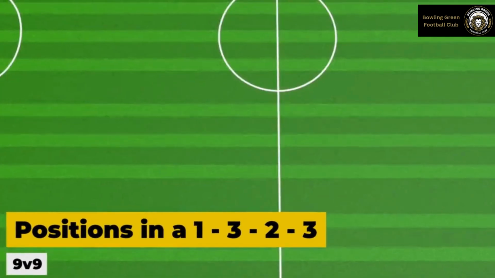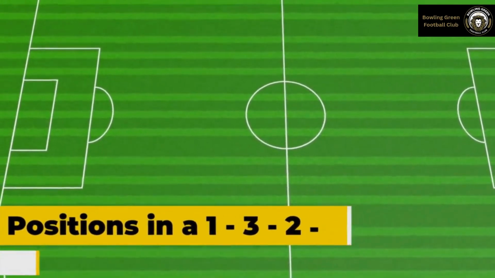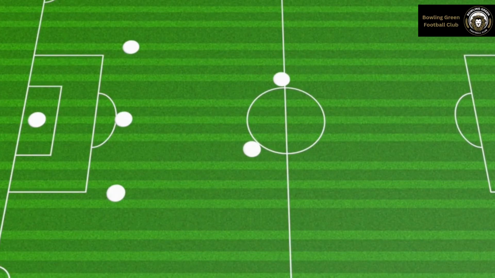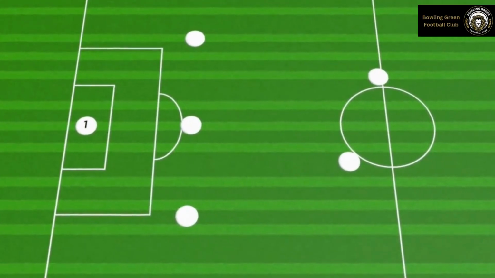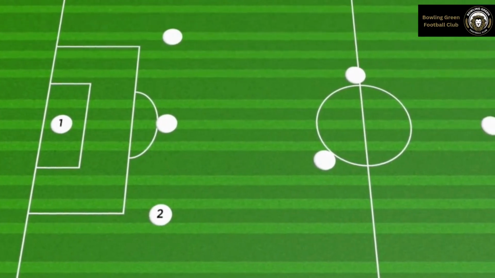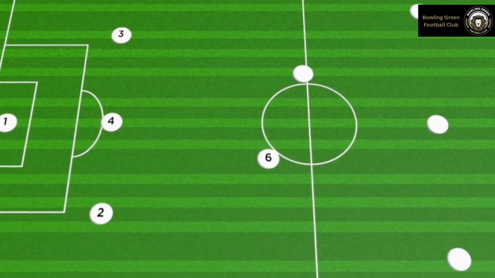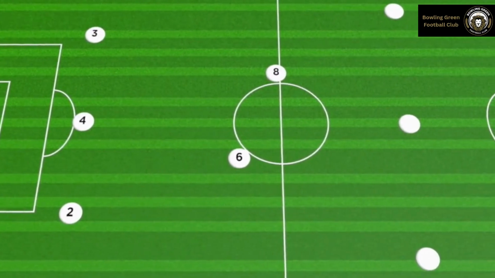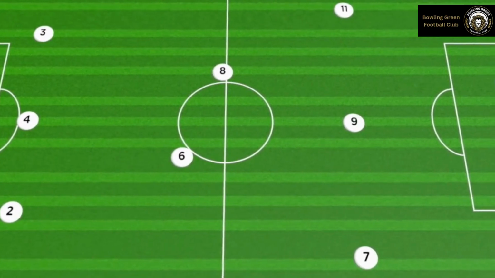So now we understand what a formation is and the field we're playing on, let's take a look at what the formation looks like when playing a 1-3-2-3. The formation consists of 1 goalkeeper, 3 defenders, 2 midfielders and 3 forwards. In soccer, players playing in certain positions are assigned a number. This helps identify their position and their role within the team. Number 1 is the goalkeeper, number 2 right back, number 3 left back, number 4 is our centre back, number 6 is our holding central midfielder, number 8 is our centre midfielder, number 7 is our right forward, number 11 is our left forward, and number 9 is our centre forward.